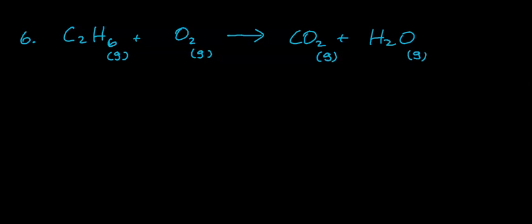All right, we have ethane gas, C2H6, reacts with oxygen. This is called a combustion reaction. And this reaction produces carbon dioxide gas and water vapor. The water here is a gas because this reaction is exothermic, so we produce water vapor. All right, let me walk you through this one. It's a little bit tricky.